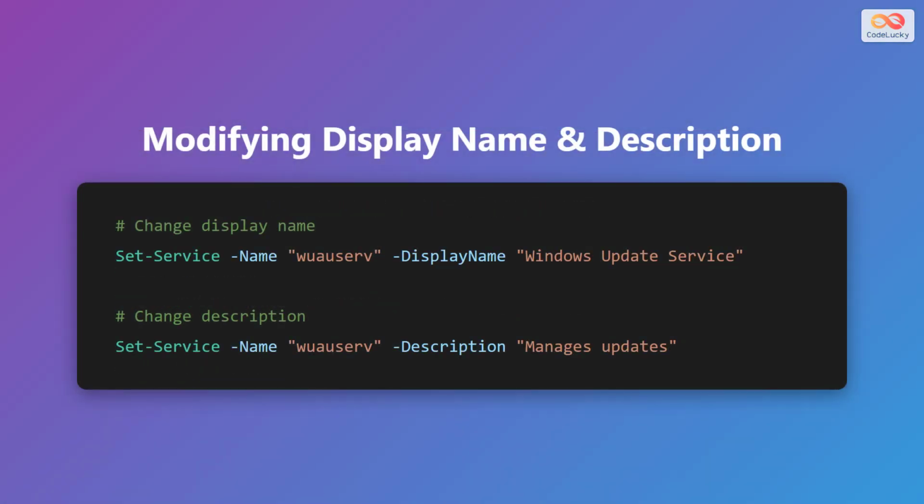Beyond startup types, you can also modify a service's display name and description. To change the display name of the Windows Update service, use Set-Service -Name "WUAUSERV" -DisplayName "Windows Update service". To add or modify the description, use Set-Service -Name "WUAUSERV" -Description "manages updates". These modifications help you create more meaningful and descriptive service names that make sense in your specific environment.